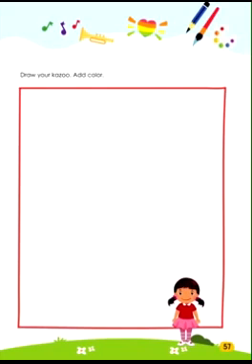Draw your kazoo in 8 colors. Now it's your turn to draw your kazoo, and don't forget to color it.